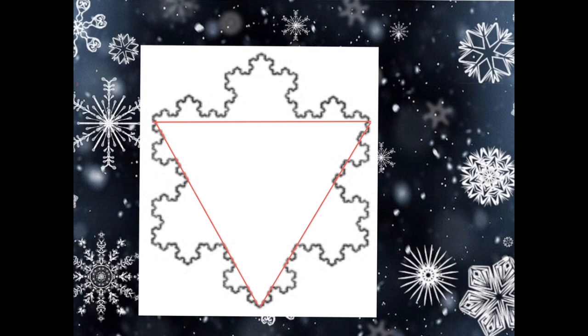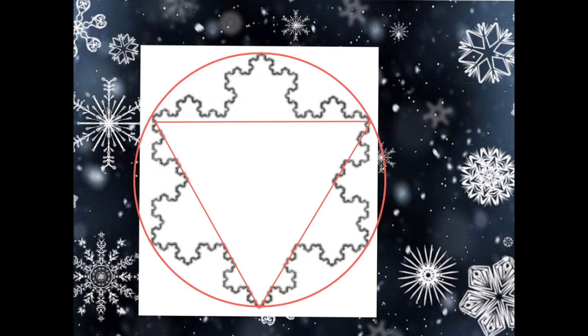The limit of the Koch snowflake's area can be seen by inscribing the original equilateral triangle in a circle. Looking at the iterations, the snowflake will never reach outside of the circle representing the limit of its area.